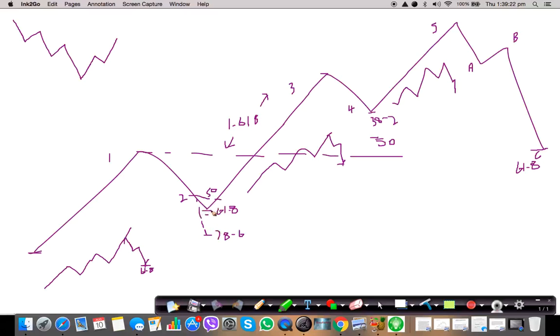Generally speaking, what I like to have is maybe a 20-25 pip stop loss.